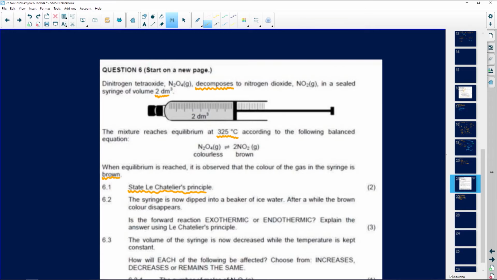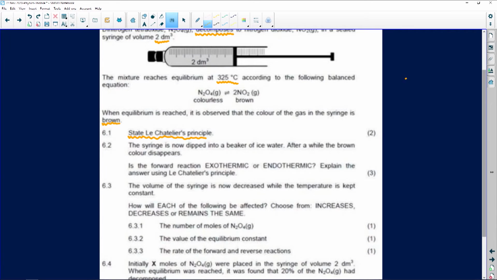Let's look at 6.2. 6.2 says, the syringe is now dipped into a beaker of ice water. Now you must think, aha, we are decreasing the temperature. The temperature was 325 degrees Celsius.